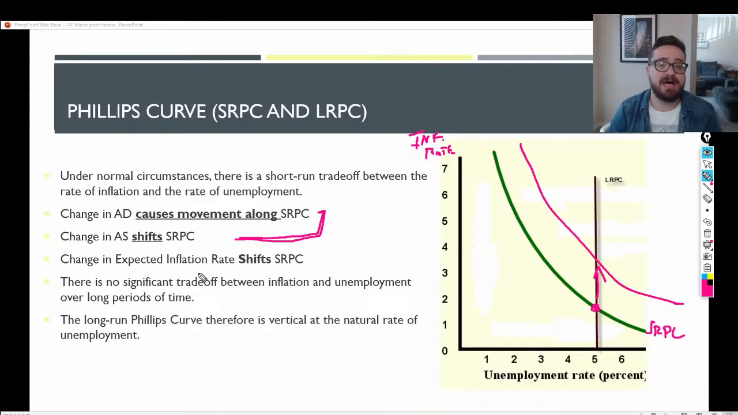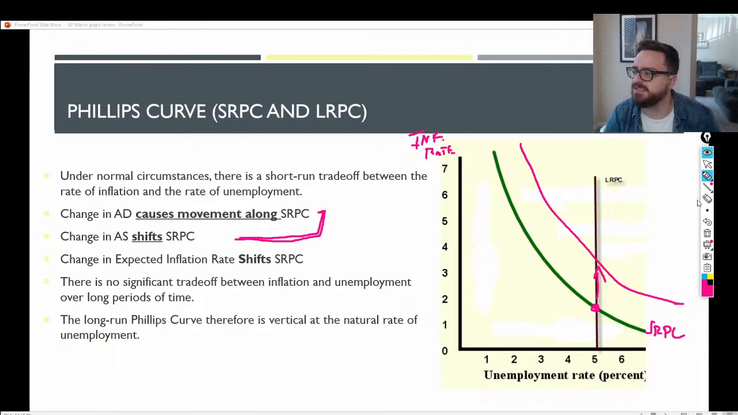They might not say upward. They might say outward. That's fine. You are still moving the graph outward. They might say rightward. That is still technically correct. The line is moving out, right, up. The point's technically moving up, but they won't always phrase it like that. Okay, so that's your short run Phillips curve stuff, moving the SRPC.